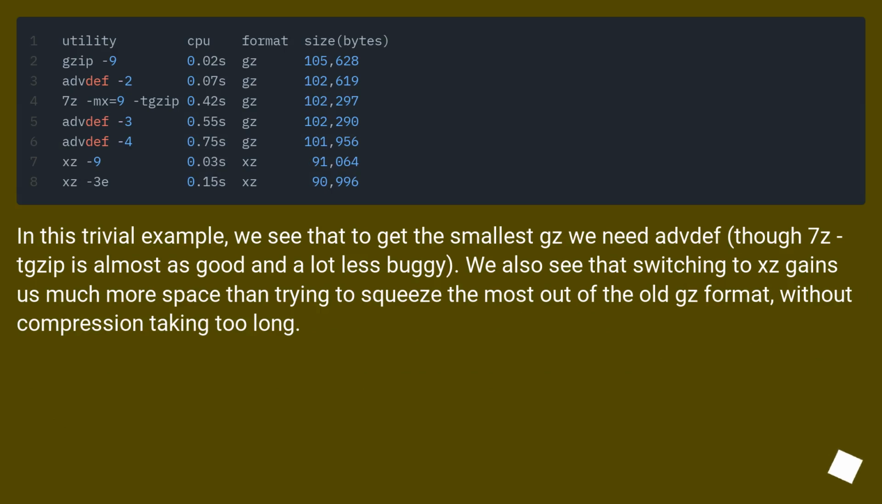In this trivial example, we see that to get the smallest gz we need advdef, though 7z gzip is almost as good and a lot less buggy. We also see that switching to xz gains us much more space than trying to squeeze the most out of the old gz format, without compression taking too long.